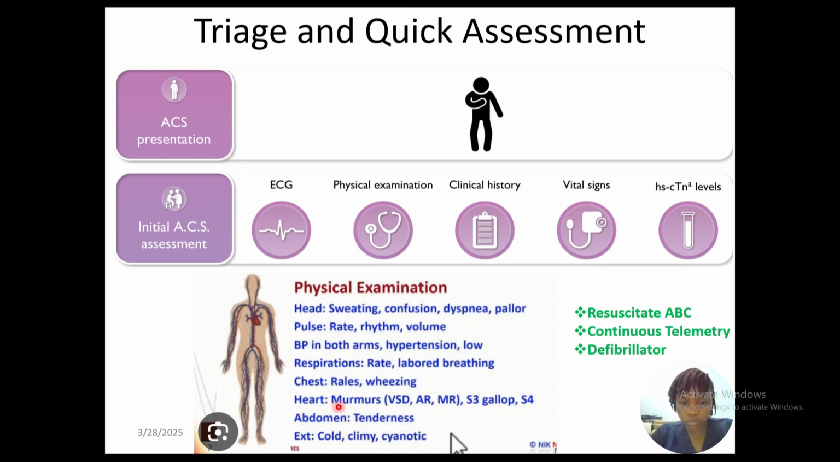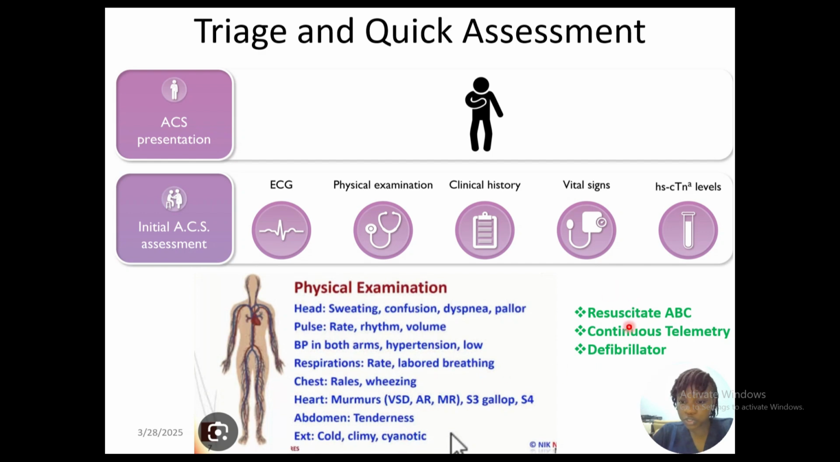Listen to the heart as well. You may hear murmurs that may suggest a mechanical complication of myocardial infarction. There may also be a third heart sound in case of heart failure resulting from MI, or other abnormal sounds like S4. Feel the abdomen; tenderness may suggest an ongoing mesenteric ischemia as a complication of MI. Feel the extremities as well and check for adequate perfusion of the peripheral tissues. It's also important to examine urine output to be sure that the kidneys are well perfused.